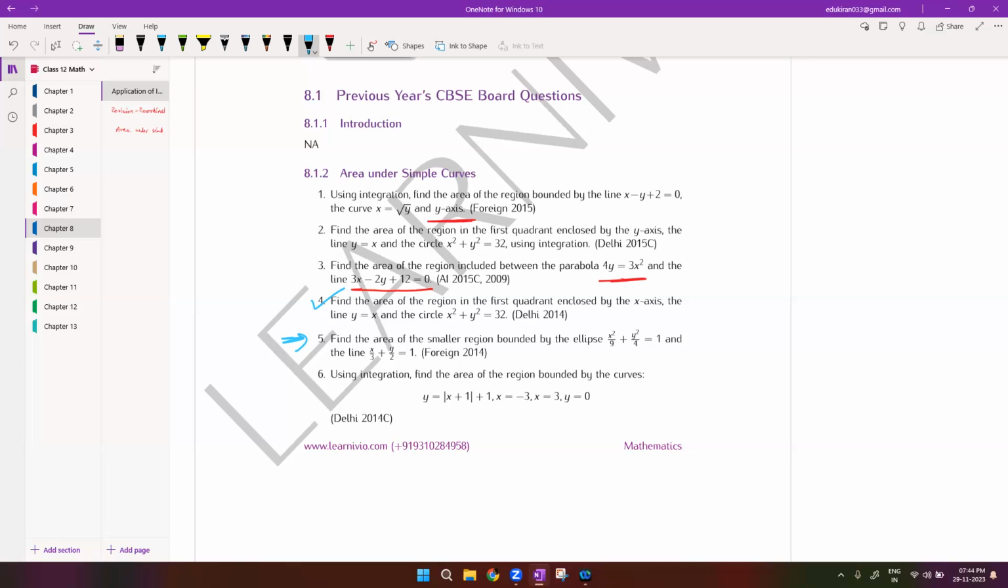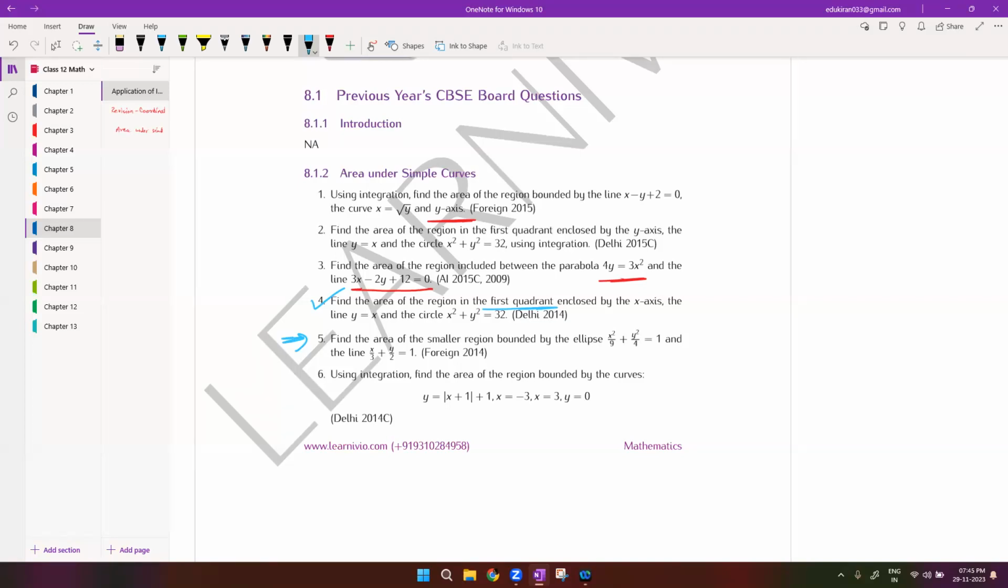Please, everybody, write this fourth question. If you are writing, then just let me know. Otherwise, I will take the necessary information from the question and solve this. We are given: find the area of the region in the first quadrant. Important thing: we only need to find the area in the first quadrant.